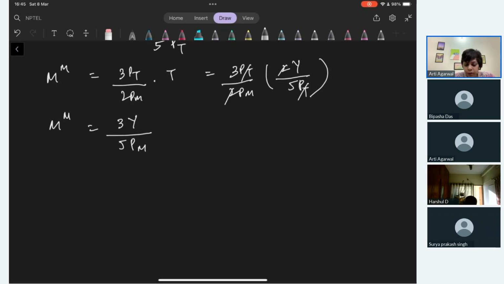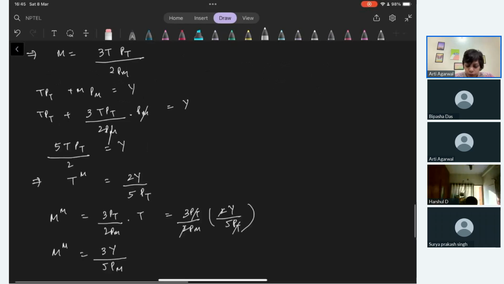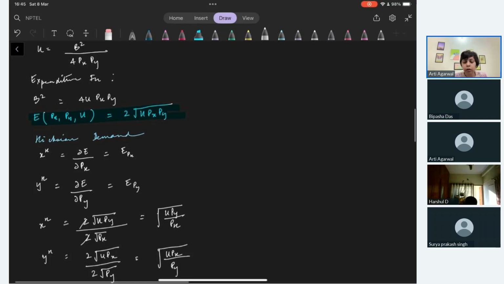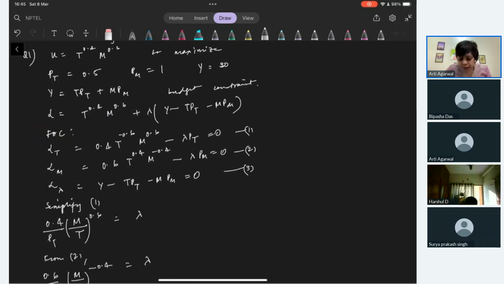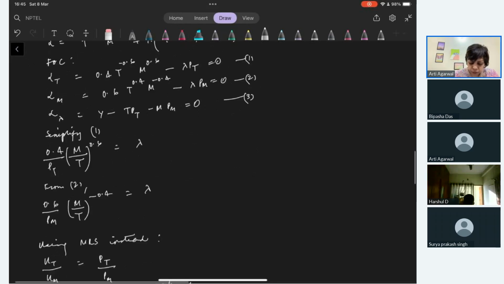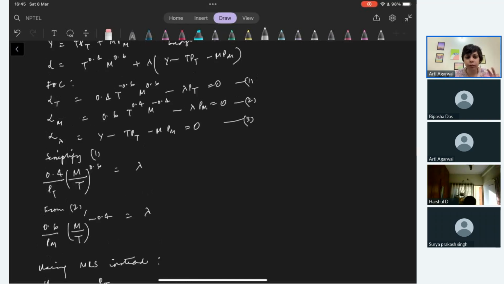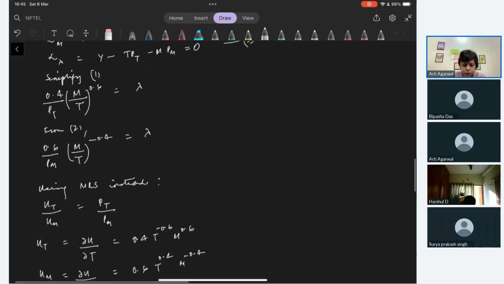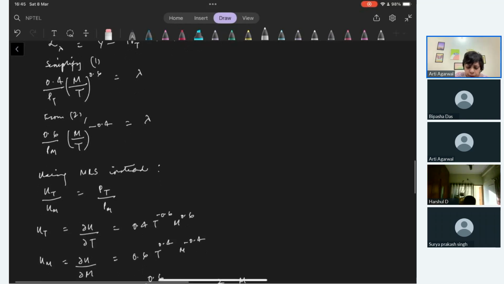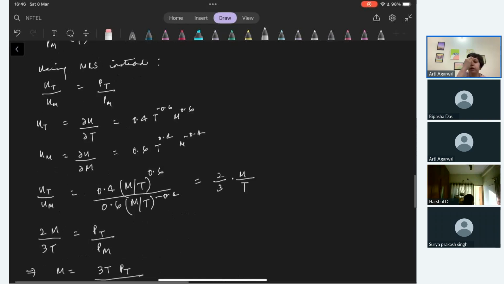Okay, let me just recap what we just did. Forget about the Lagrange here because the Lagrange is a bit complicated. We can of course solve it, and I will solve it and upload the solution. But the main problem is occurring because this is not in half powers. It is 0.4 and 0.6 powers. But as it happens, when we do it using the MRS method instead, we just take ratios and that is why it simplifies. So here you take ut by um. This is nothing but MRS equal to MRT.